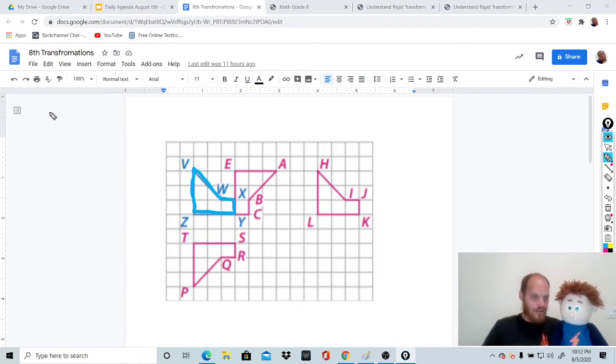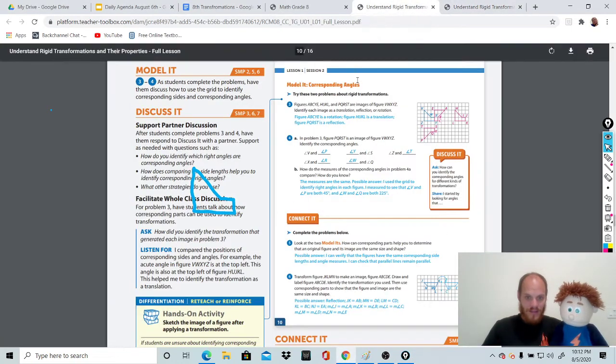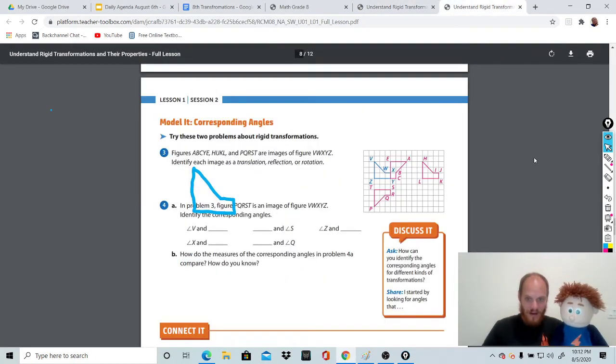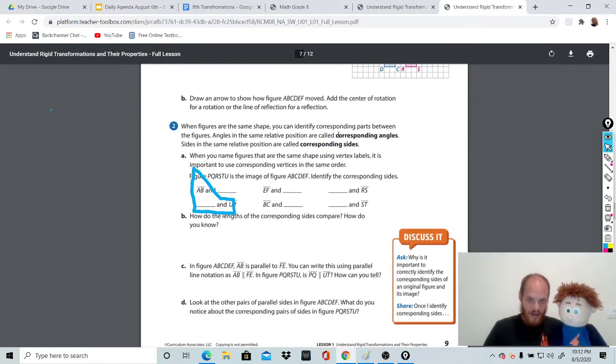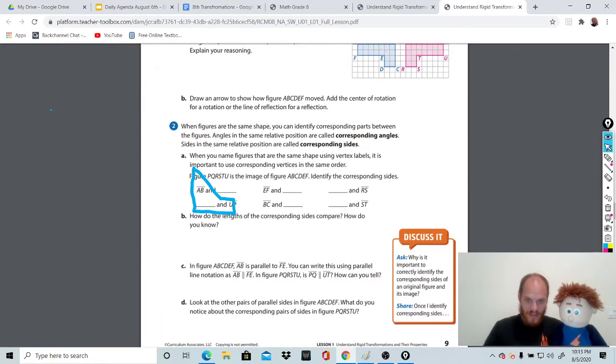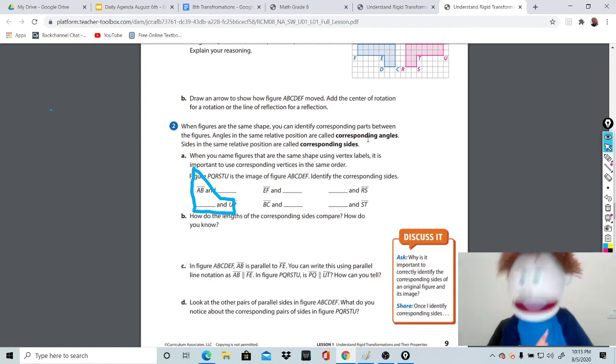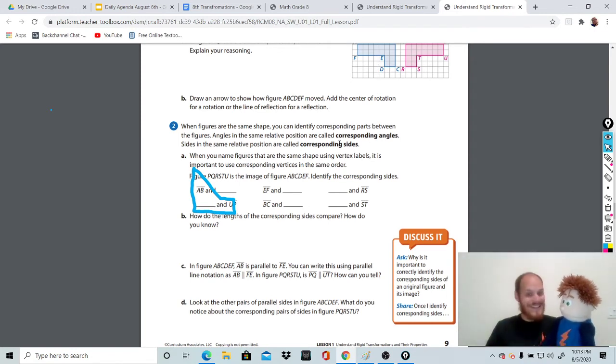We're also going to look at this word right here, and it's going to be super tricky. I'm going to show it to you because you're going to see it a bunch of times. It's right here. Corresponding angles. Can we say that? Try it. Go ahead. Corresponding angles. Exactly. You also have corresponding sides.